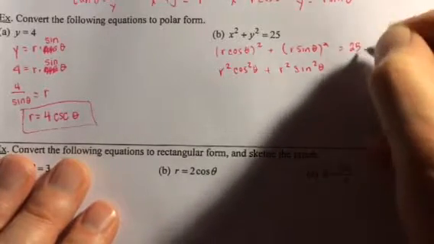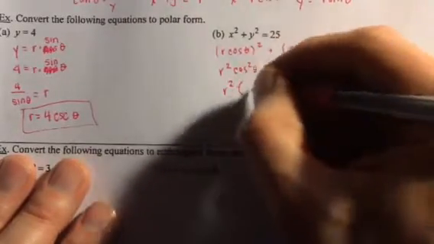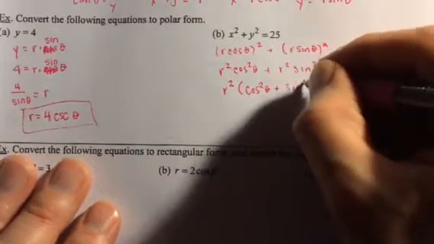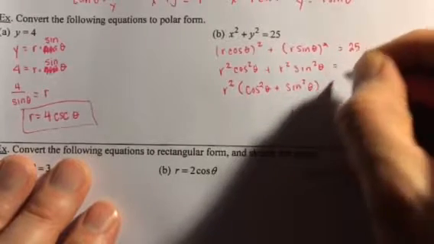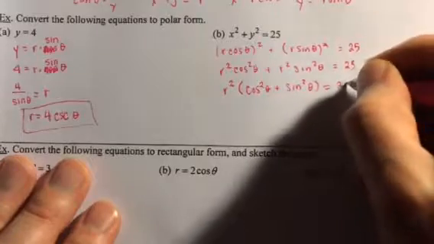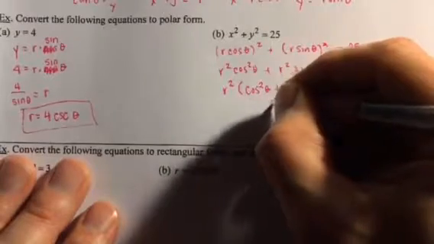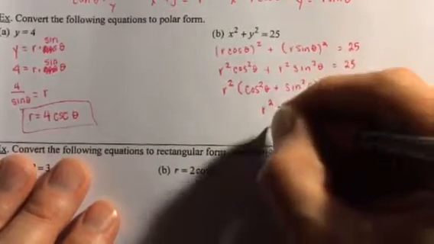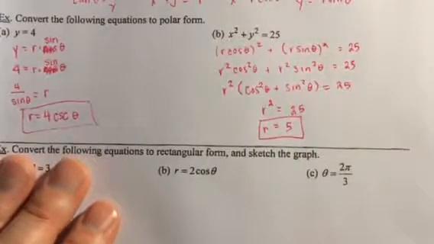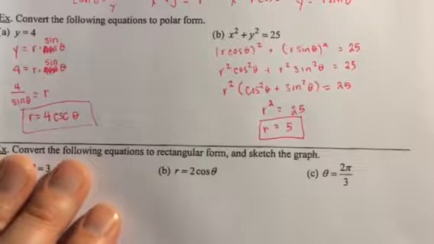And then we want to pull out that common r squared times the quantity of cosine squared theta plus sine squared theta, and that is equal to 25. And we know that cosine squared theta plus sine squared theta is 1. So that means that r squared is equal to 25, which means that our r is 5. There's our polar equation for that. Yes, circle with a radius 5.